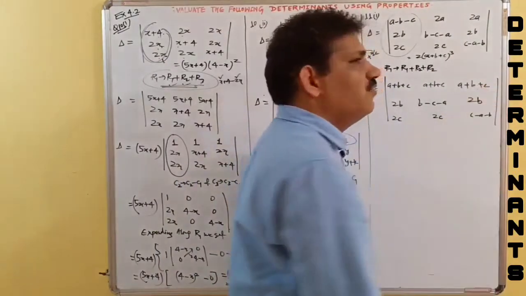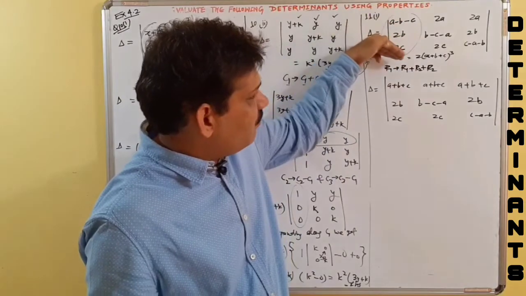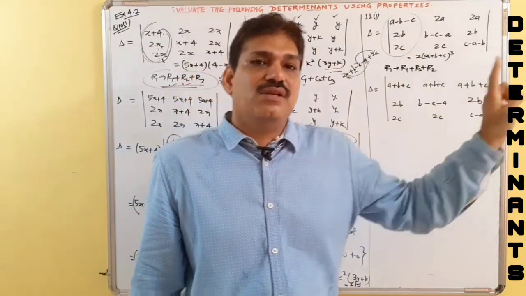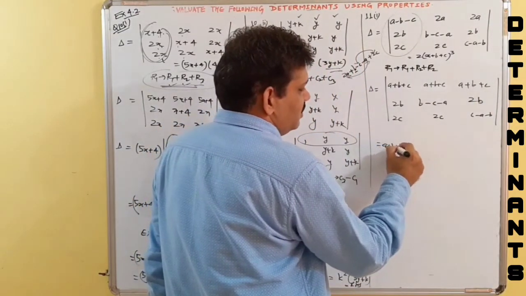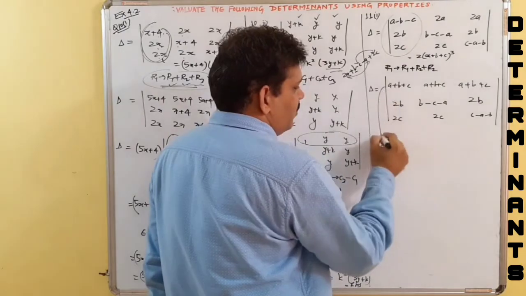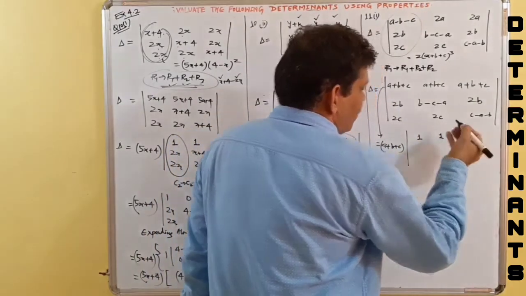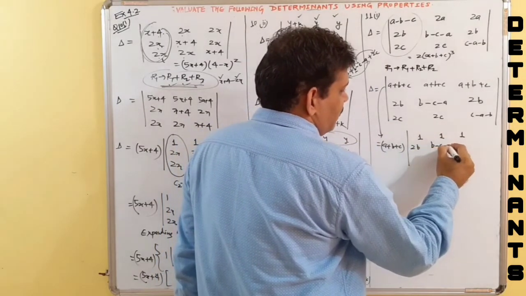So this is how we get a plus b plus c on adding the elements column wise, that is on applying R1 becomes R1 plus R2 plus R3. So what we do is a plus b plus c is now common from R1. What we get? 1, 1, 1. After getting 3 ones, what do we do?